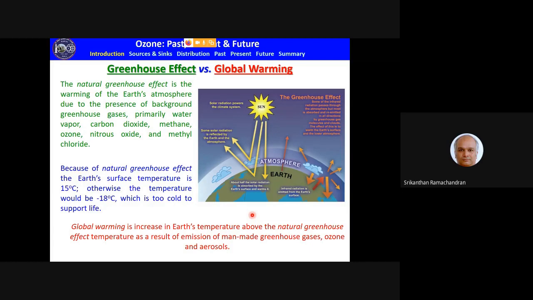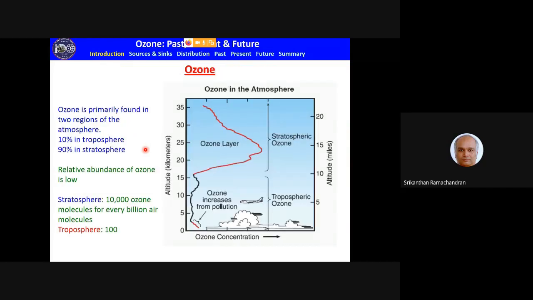In addition, global warming is occurring due to the increase in the amount of these gases, which contribute to a rise in temperature, and this is mainly by the emission of man-made greenhouse gases, ozone and aerosols. Ozone is primarily found in two regions of the atmosphere, 10% in the lower altitudes in the troposphere, and a maximum of 90% in the stratosphere.